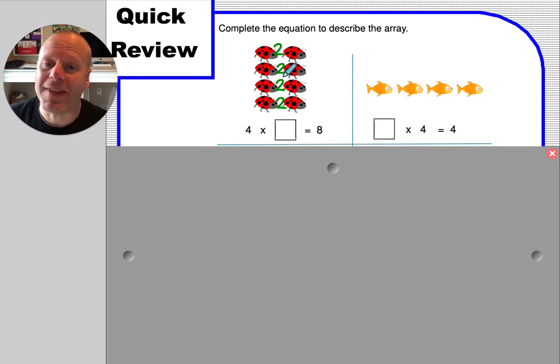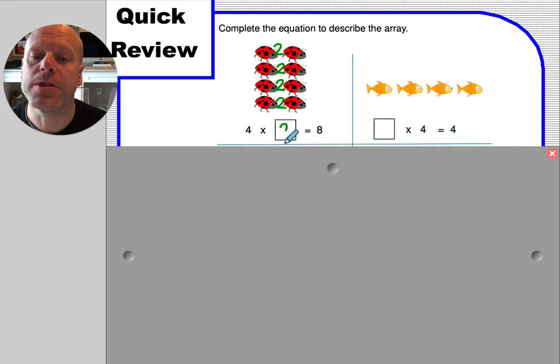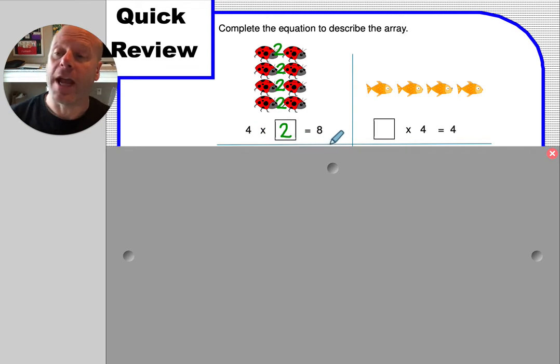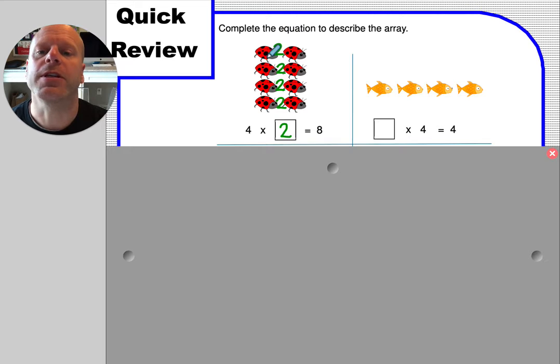2 plus 2 plus 2 plus 2. When something happens a bunch of times, we call that multiplying or times. 4 twos are 8. And if you're not sure, you can always just count. 1, 2, 3, 4, 5, 6, 7, 8. 8 is our product in this case, or sum if you're doing repeated addition.